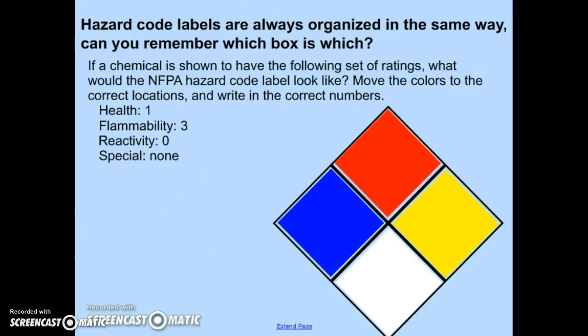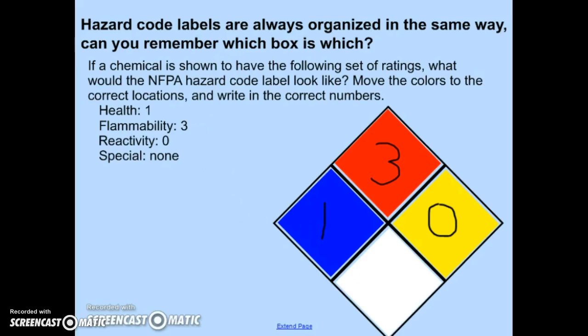We also have, over to the left, health rating, flammability rating, reactivity rating, and special says none. So we're going to fill that in with some numbers. Because we know red is flammability, that's where the 3 must go. Health is a 1, reactivity is a 0, and there is nothing for the special hazard, so we don't put anything in there. So for this particular chemical, whatever it might be, it doesn't look very much like diborane because it's not.